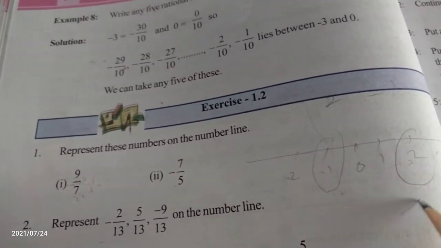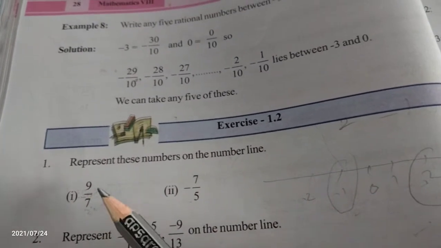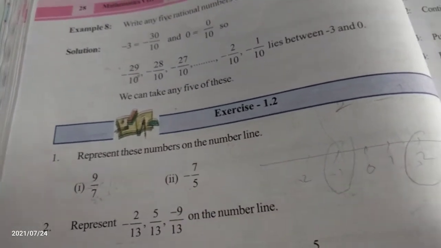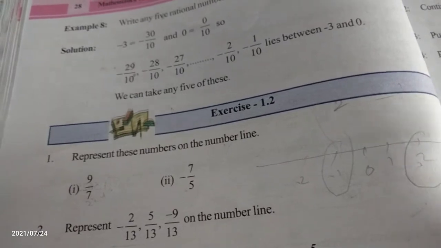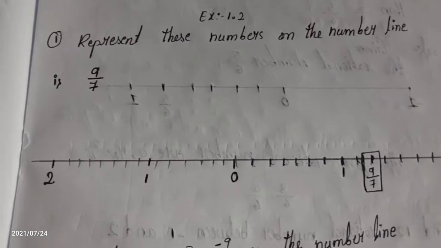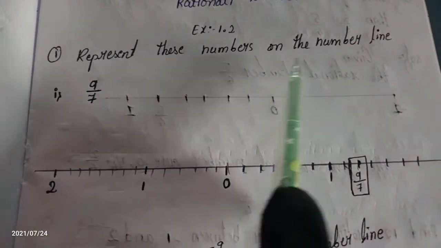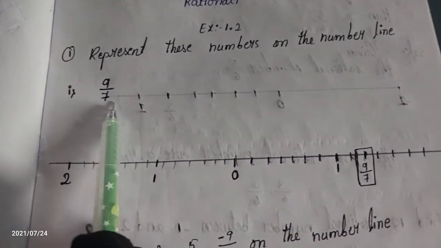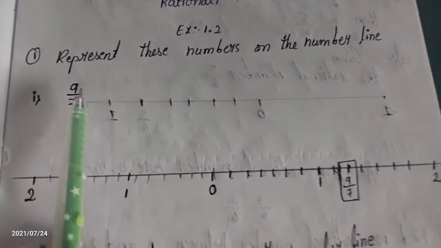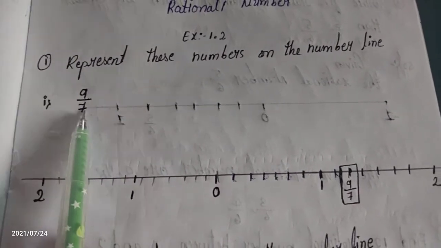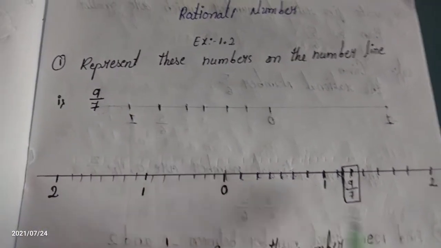In today's class, we have to represent fractions on the number line. Let's see how we can do that. What is the question? Represent this number on the number line. The first question is 9 by 7. This fraction, this rational number, we have to represent on the number line.